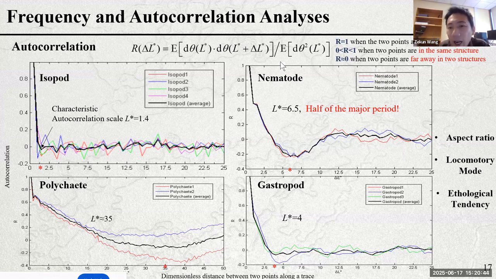This is exactly half of the major period we calculated from the frequency spectrum. This is because in a full undulation, it has two curvatures of opposite directions, of opposite turning sign, positive and negative according to the right hand rule. So when it enters the second part of the undulation, it decelerates because the sign changes from, for example, positive to negative. And for polychaetes, this is much larger, and for the gastropod, it's smaller. So this scale actually informs of the maneuverability of the trace maker.